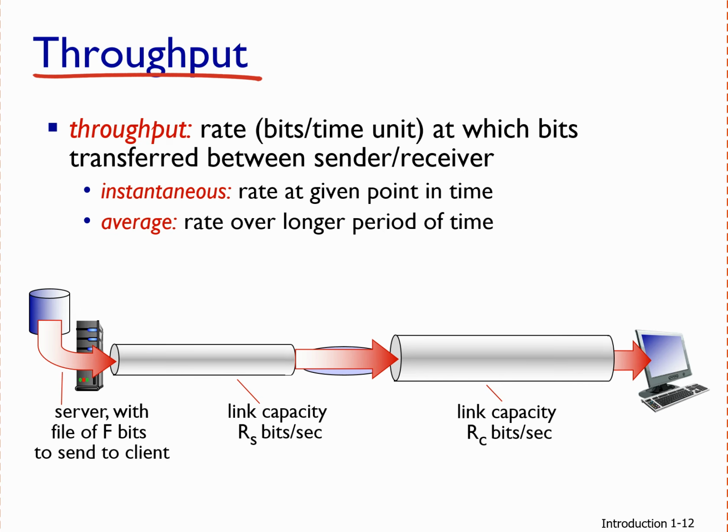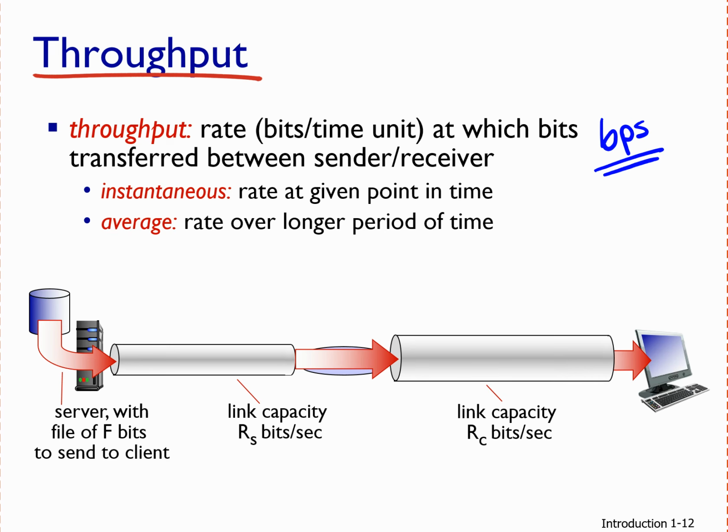Let's move on and look at the throughput. What is meant by the network throughput or a link throughput? Throughput is the rate at which bits are transferred between sender and receiver. This is measured in bits per second. We have 2 types of measurements regarding the throughput. We have instantaneous throughput, which is the rate at a given point in time. We have the average rate, which is the rate over a longer period of time.